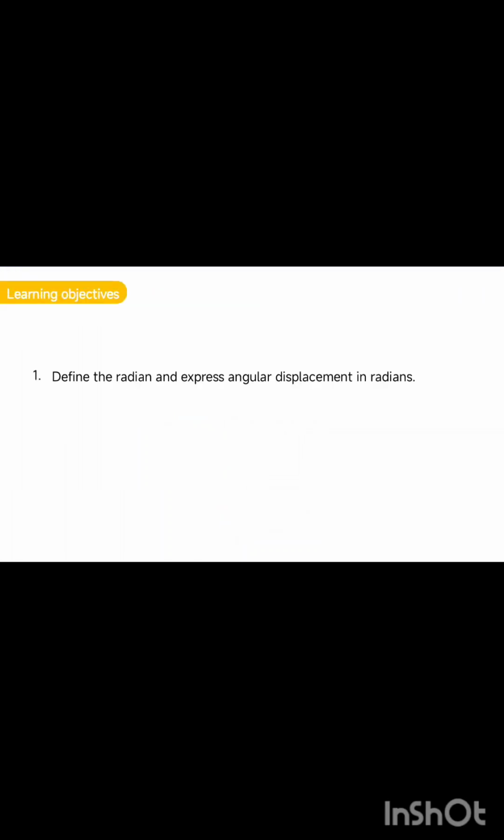So, the learning objectives of today's topic will include: define the radian and express the angular displacement in radians, understand and use the concept of angular speed, recall and use the equation omega equals 2 pi over T and v equals r omega.